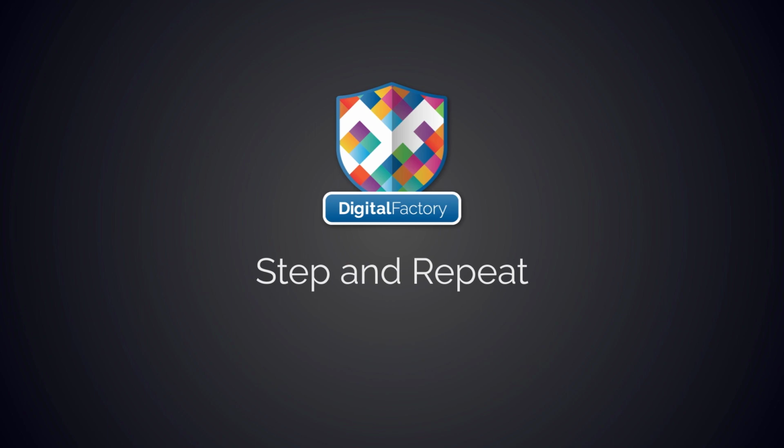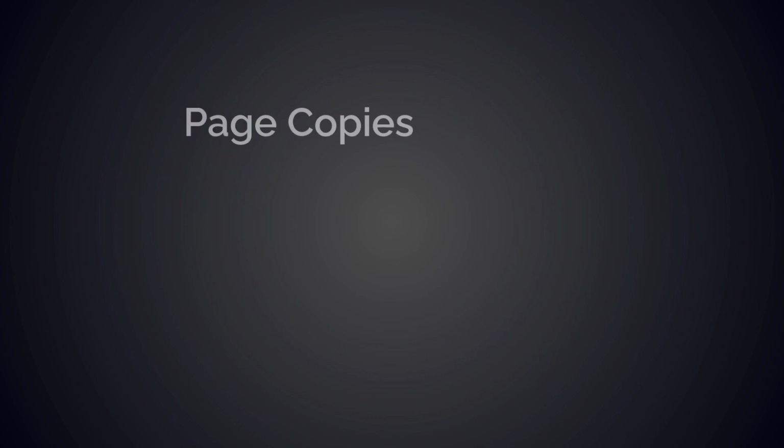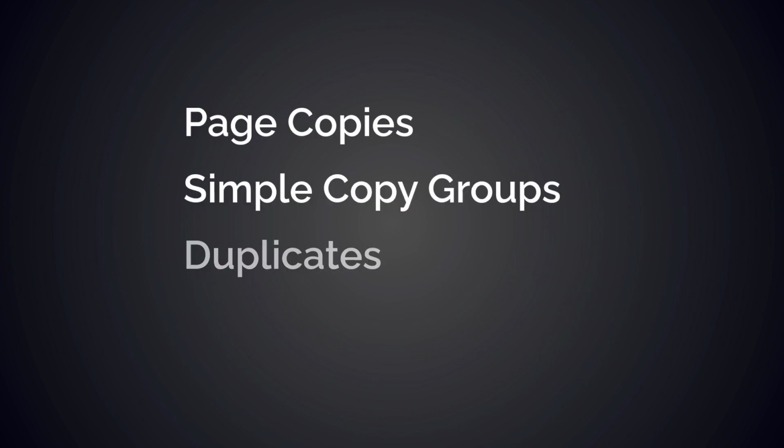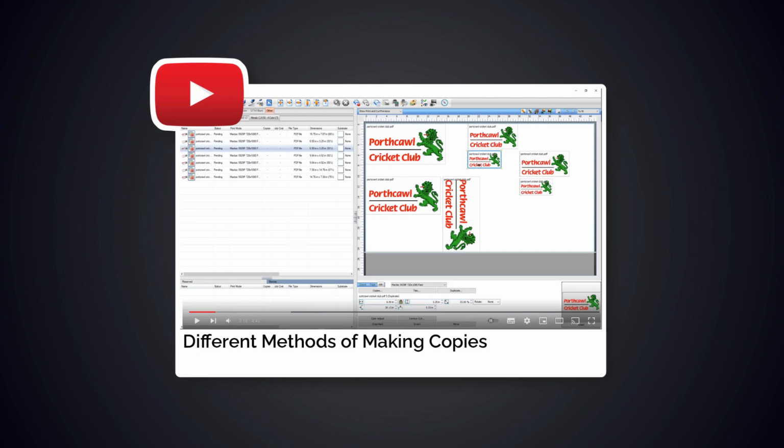In this video, we'll explain how to use the step and repeat copy groups for textiles and wallpapers. Page copies, simple copy groups, duplicates, and template copies with the same slot number are explained in the video Different Methods of Making Copies found on our YouTube channel.